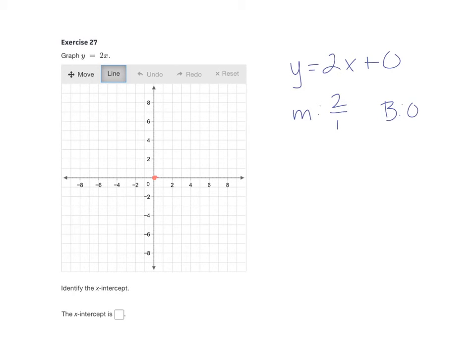That is our y-intercept. From there, I'm going to go up 2, right 1. Up 2, right 1, up 2, right 1, up 2, right 1. What's the inverse or the opposite of going up 2, right 1? It would be down 2, left 1. Connect those lines just like that. The x-intercept on this is 0.